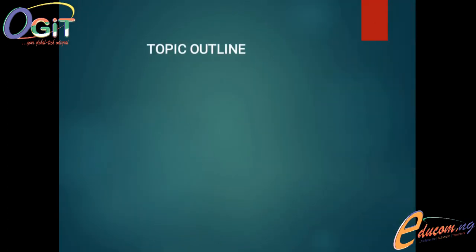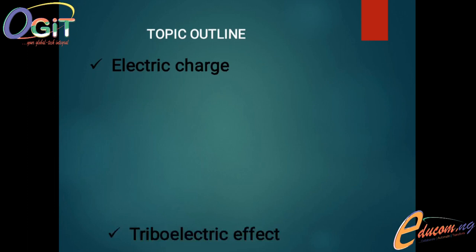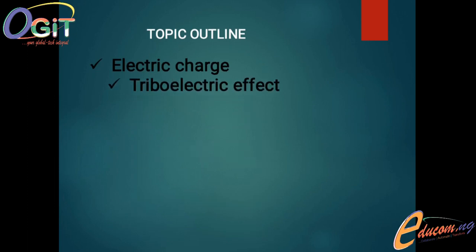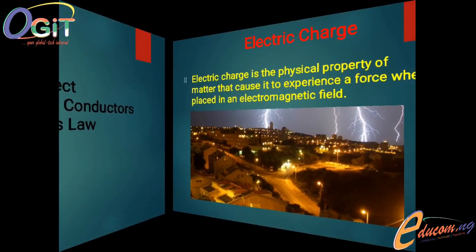Topic outline. In the class today, the following are what we'll be looking at and explaining. Number 1, electric charges. Number 2, triboelectric effect, insulators and conductors. And lastly, Coulomb's law. What is electric charge?